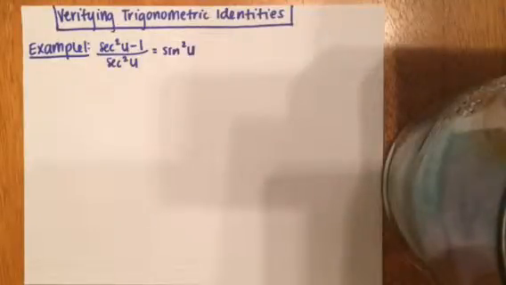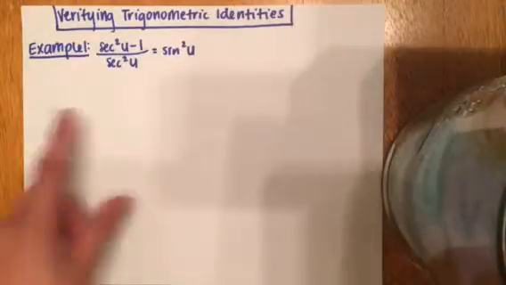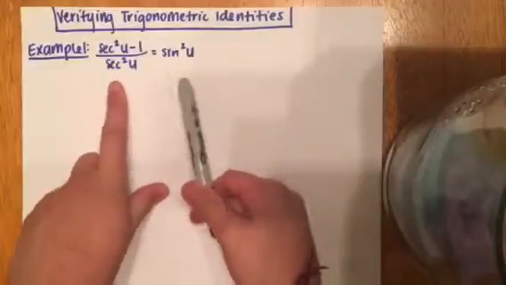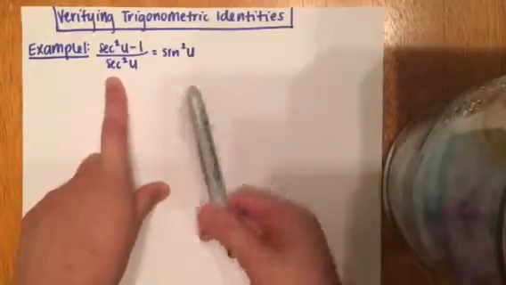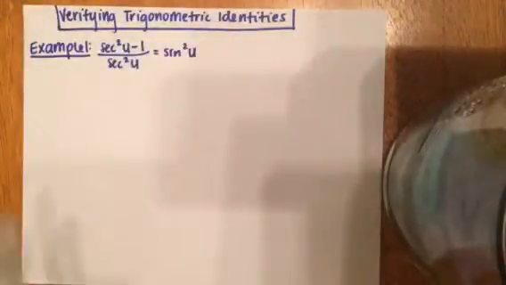Verifying trig identities. So in the first example, we have secant squared of u minus 1 over secant squared of u equals sine squared of u. So when you're verifying trig identities, basically what you're trying to do is prove that this side equals this side, that they're the same. So the first thing that we're going to do for this example is change the numerator, secant squared of u minus 1.